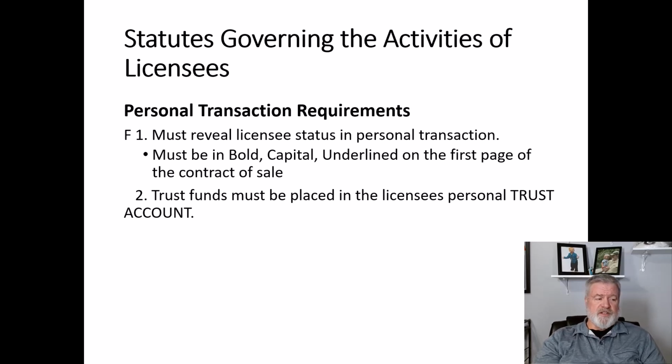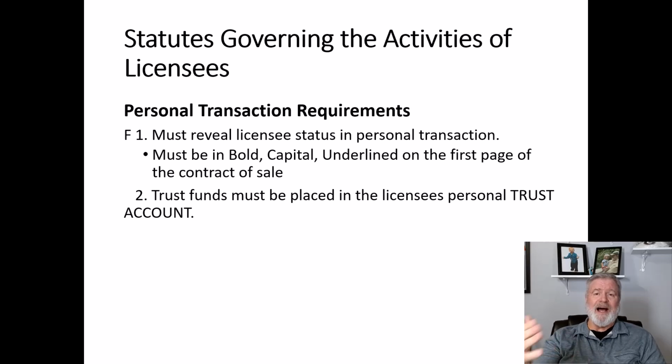Now, this next section is dealing with personal transaction requirements, in paragraph F. So what's a personal transaction requirement? Well, when you get your real estate license, could you decide to buy or sell real estate and represent yourself? Can you do that? Yes, you can, obviously, if that's what you choose to do.